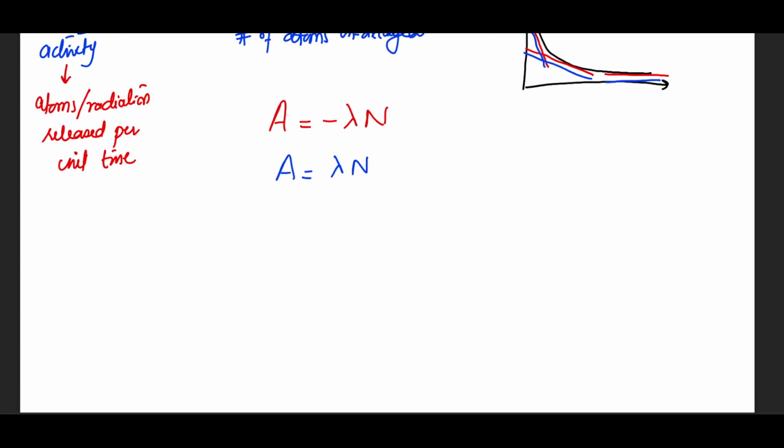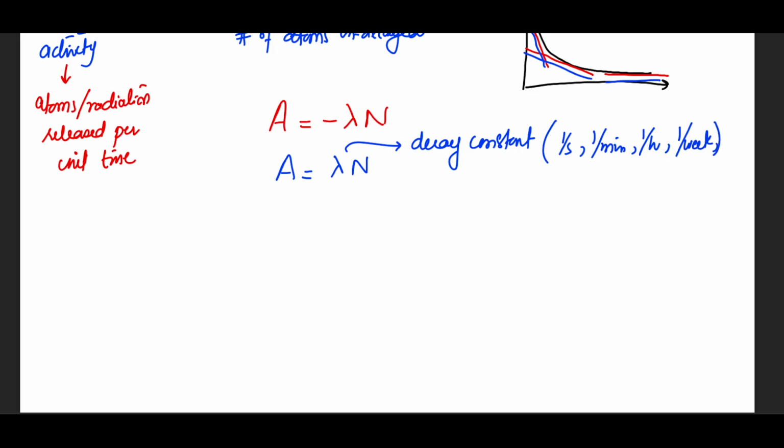What is the meaning of lambda? Lambda is referred to as the decay constant. What is the meaning of decay constant? And the unit is very interesting. It is 1 per second. It is 1 per minute. It is 1 per hour. It could be 1 per week, per year, and so on and so forth. Could be with any time.